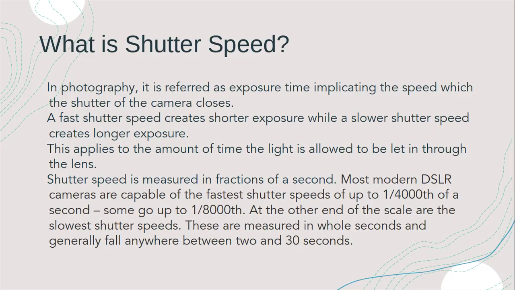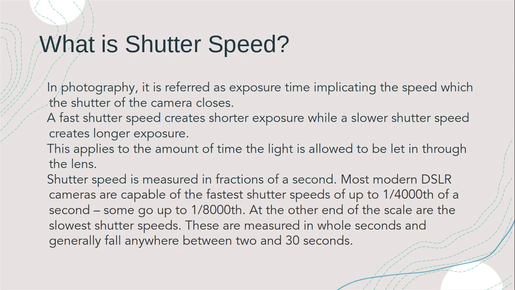So, what is shutter speed? In photography it is referred to as exposure time, implicating the speed at which the shutter of the camera closes. A fast shutter speed creates a shorter exposure, while a slower one creates a longer exposure. This applies to the amount of time the light is allowed to be let through the lens.